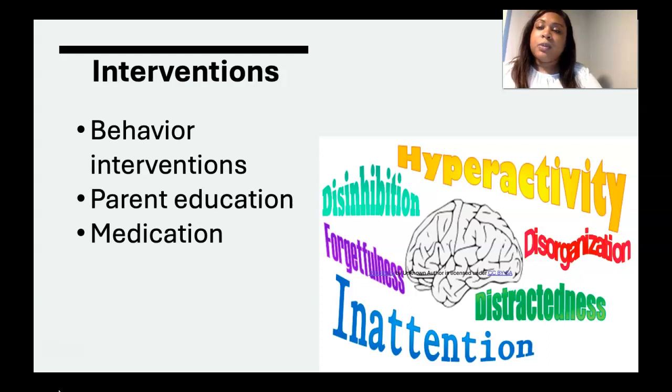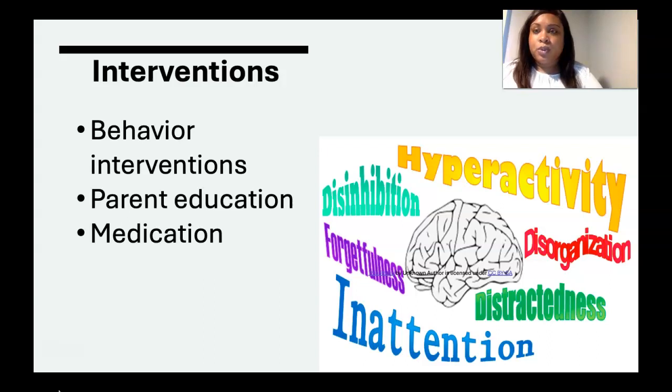When providing a student with an intervention for behavior, it's really important to make sure that it's structured and that you are focusing on something such as a reward system. And it's important for it to be structured. That way the student knows what to expect that's going to happen.